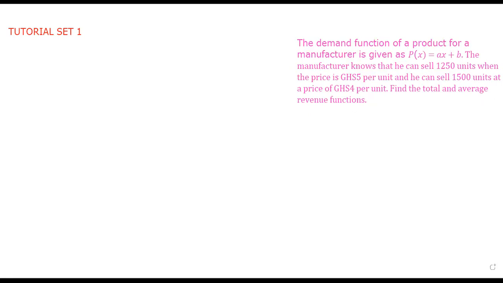The demand function of a product for a manufacturer is given as P of X is equal to AX plus B. The manufacturer knows that he can sell 1,250 units when the price is 5 cedis per unit, and he can sell 1,500 units at a price of 4 cedis per unit. Find the total and average revenue function.